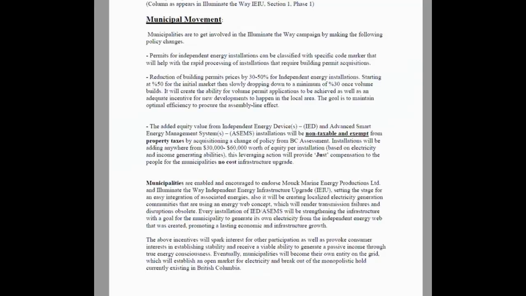The open technological development trees of independent energy and its four principles. So this leverage, $30,000 to $60,000 worth of equity per installation based on electricity income generating abilities. That's depending if legislation exists for it. Remember, advanced energy management systems, it's easy just to go off grid. Come on. Municipalities are enabled and encouraged to endorse Smoke Green Energy Productions Limited, which a lot of people are like, oh, but you can't own all this and free technology, blah, blah, blah.